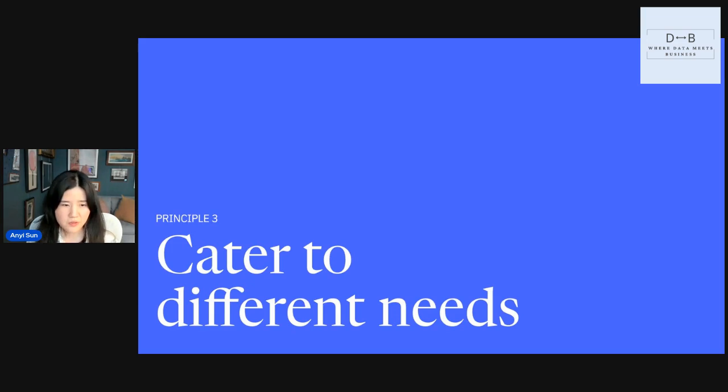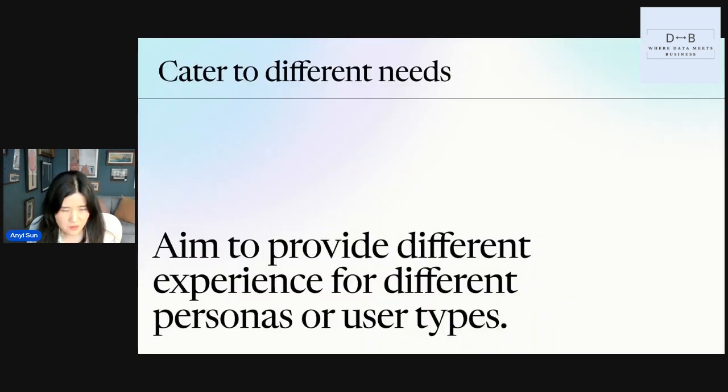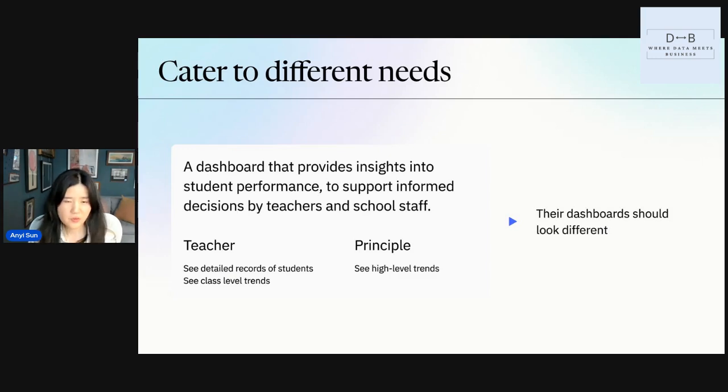The final principle is catering to different needs. We want to provide different experiences for different types of personas or user types. In the example of a student academic performance dashboard, the teacher will probably want a pretty different view than the principal. The teacher will want to see detailed records of students and class level trends, whereas the principal is not really that interested in diving into specific classes. They more want to see high level trends. That's why their experience should look different.